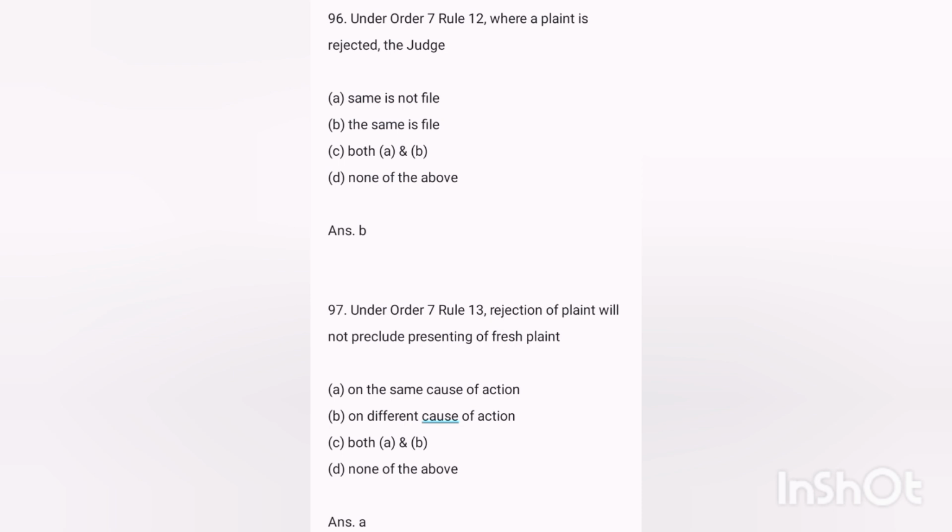Next, under Order 7, Rule 13, rejection of the plaint will not preclude presenting a fresh plaint. Answer was A, on the same cause of action. Next, the defendant is required to file a written statement from the date of service of the summons on him. Answer was A, within 30 days. Next, where the defendant fails to file the written statement within 30 days, the court has power to extend the period which shall not be more than. Answer was C, 90 days.